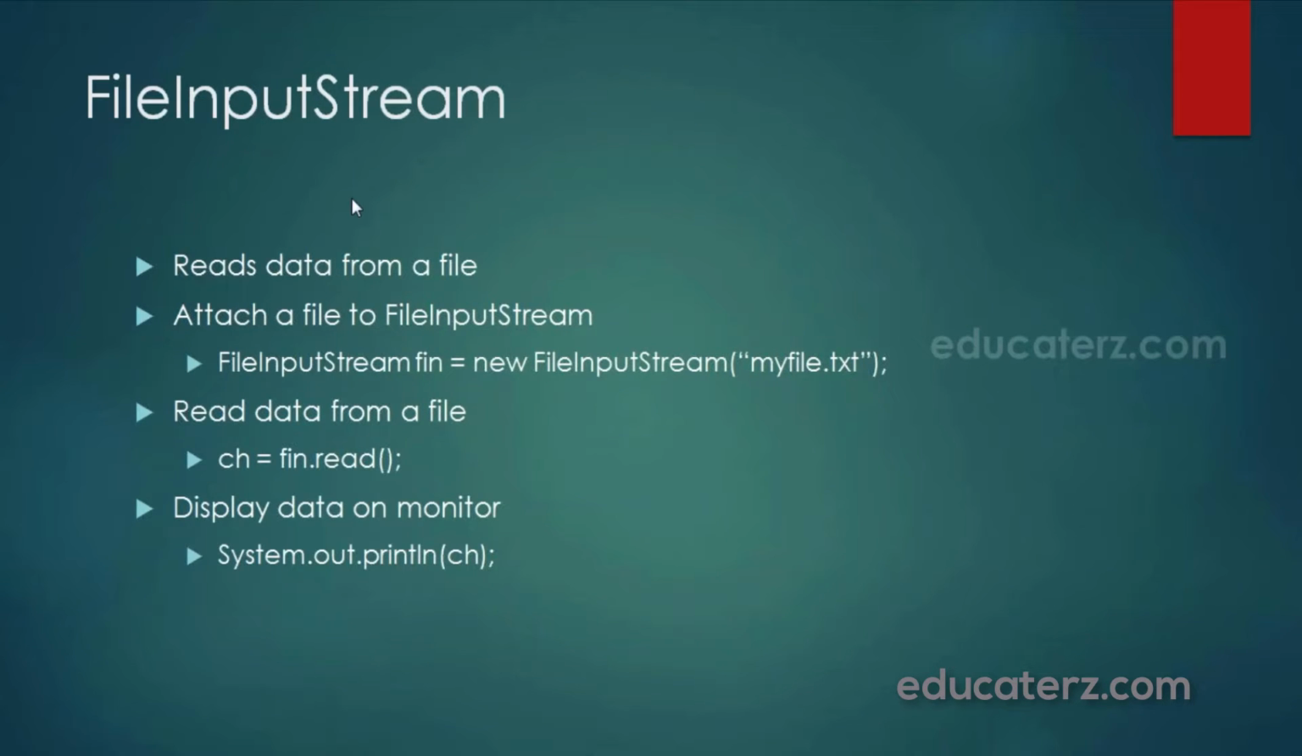Next is FileInputStream. We have just seen how to write to a file. Now, to read from a file we use FileInputStream. First we need to attach the file to the FileInputStream object, and then using the read command read data from the file, and finally print it on the monitor using System.out.println.